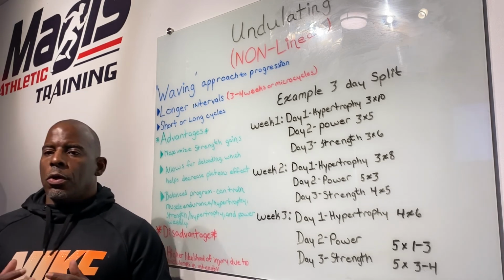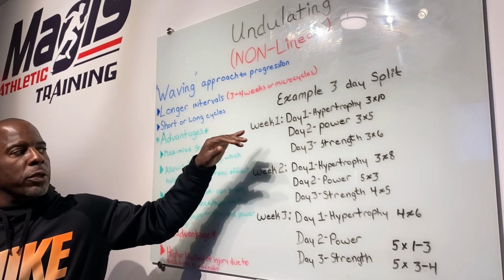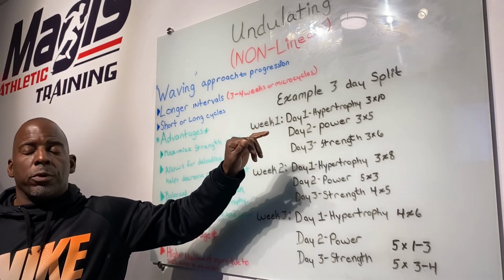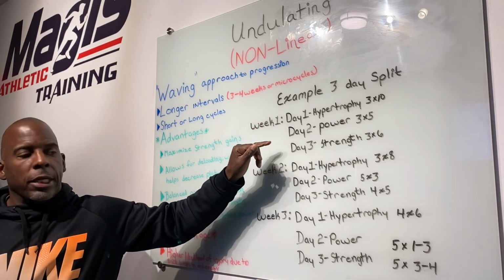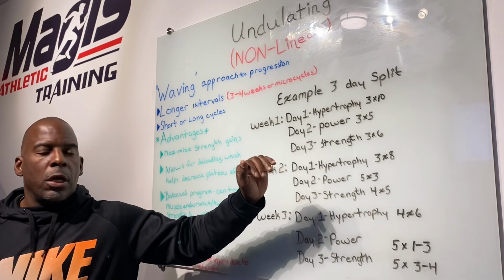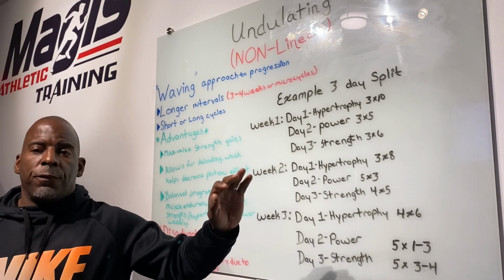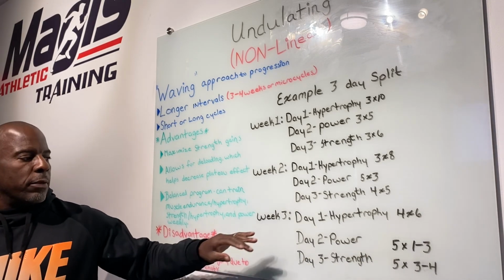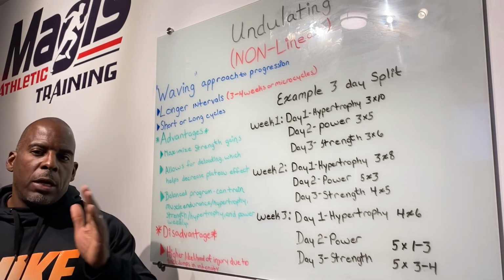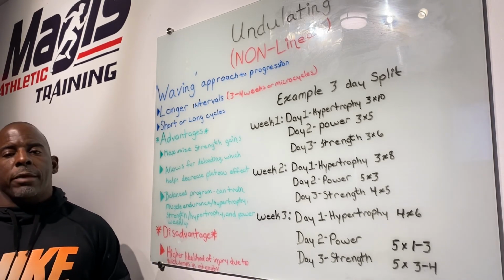And lastly, let's go over our example of what an undulating 3-day split looks like. So week 1, we had hypertrophy. On day 1, 3 by 10. Day 2, we worked on our power, 3 by 5. Day 3, we worked on our strength, 3 by 6. Week number 2, we did hypertrophy work, 3 by 8. Day 2, we did power, 5 by 3. Day 3, we did strength, 4 by 5. And lastly, week number 3, we did hypertrophy on day 1, 4 by 6. Day 2, power, 5 by 1 to 3. And day 3, 5 by 3 to 4. So there you have it, your undulating periodization.